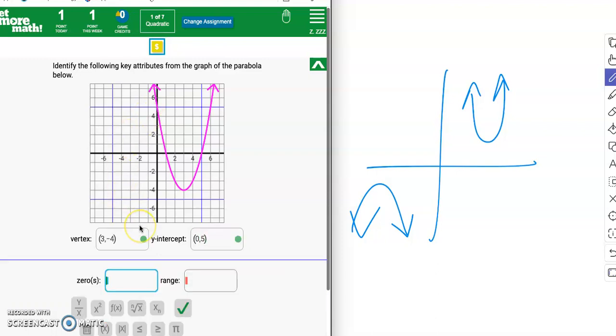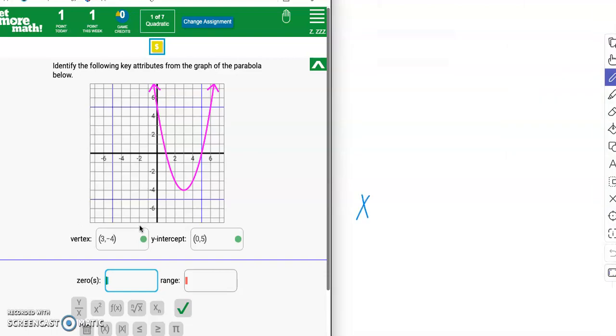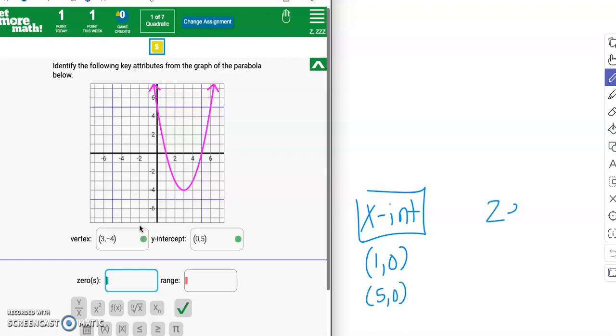My zeros. Now, a zero is a synonym for an x-intercept, but kind of an important note here. If you are asked for the x-intercepts, you can enter ordered pairs. So the ordered pairs for where this particular one crosses the x-axis would be (1, 0), but it would also cross at (5, 0) on the x-axis. However, a synonym is the word zeros, but you format it a little bit different. It's where y equals 0. So here we say x is equal to 1 and x is equal to 5.